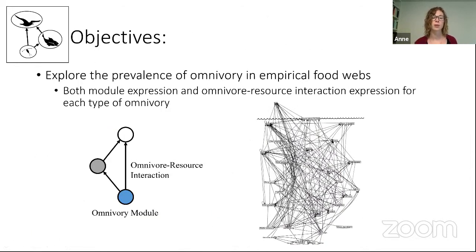So this chapter had 3 major objectives, not objections. I wanted to explore the prevalence of omnivory in empirical food webs, looking at both the module expression and the omnivore resource interaction expression for each type of omnivory. The idea is that if these things are important, then you should see them being overexpressed relative to your null models. And if they're not important, or they're actually detrimental for persistence, you'll see them being underexpressed in empirical webs. And then you can contrast that with the theoretical results.